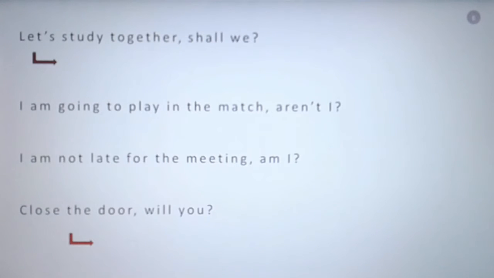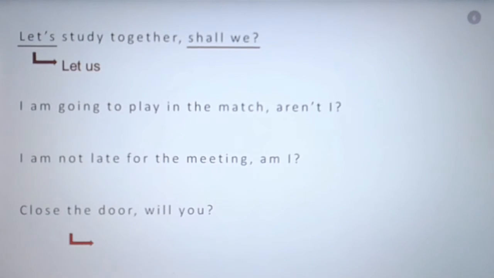Next sentence is, let's study together, shall we? So if you see the use of let's here, we need to use shall we as the question tag, because let's itself stands for let us. So you invite someone. That's why the question tag that you should use is shall we.